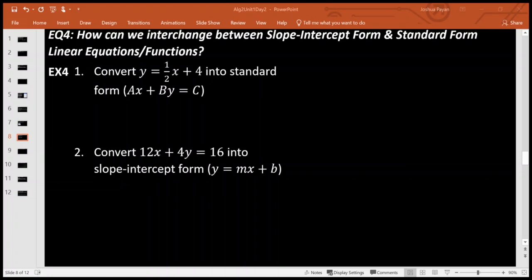All right, so this video is just a few quick examples of how to convert between slope-intercept form and standard form, how to interchange between the two, right? For example, here we're being asked to convert this equation from slope-intercept form, which is what it's in, y equals mx plus b, into standard form, ax plus by equals c, right? So let's go ahead and do that.